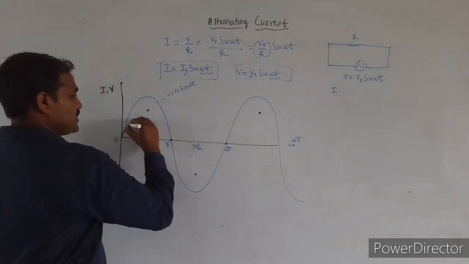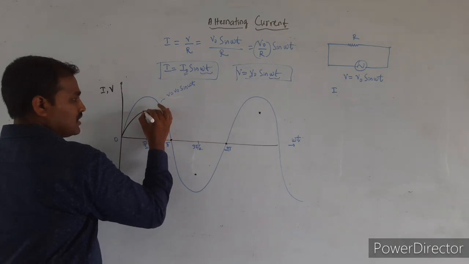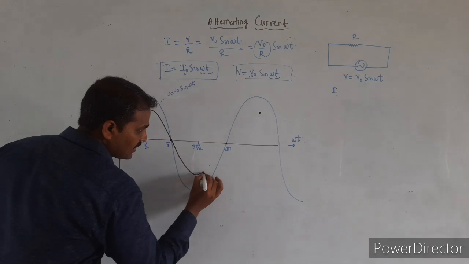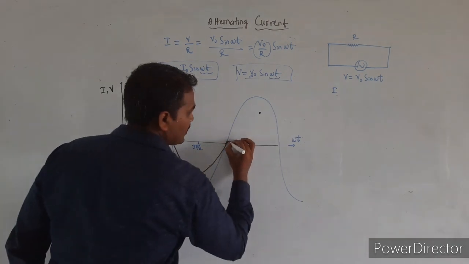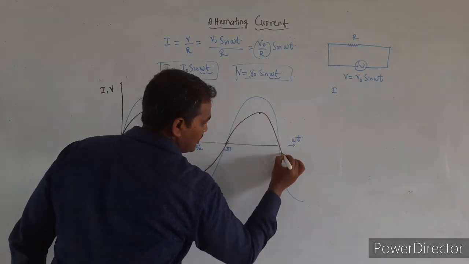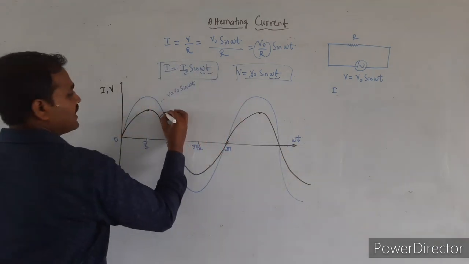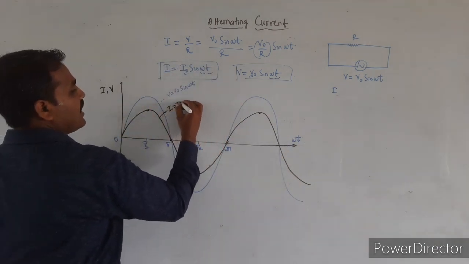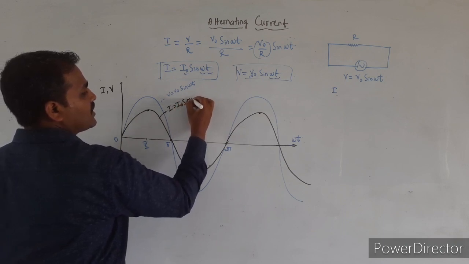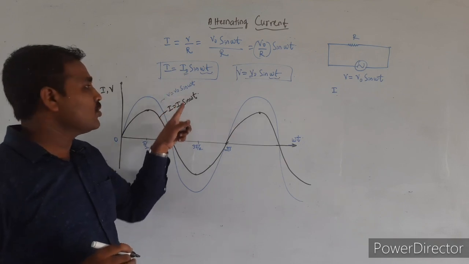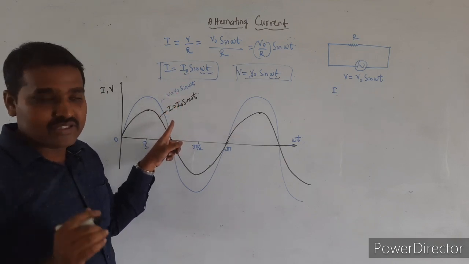So this curve, if I plot it like this, will represent the variation of alternating current with respect to time. Yes, you can clearly observe here. So this is how we represent the alternating current. This equation will give me I is equal to I naught of sin omega t. So this is what we say, both voltage and current are in phase with each other.